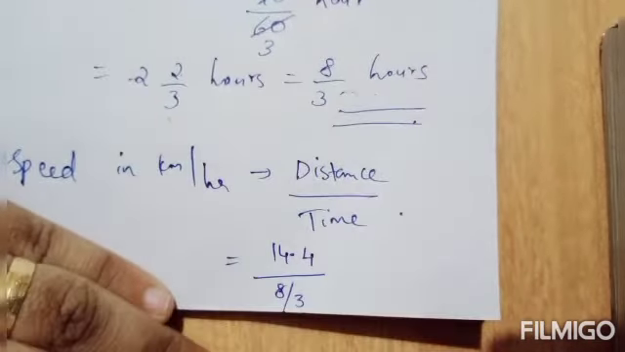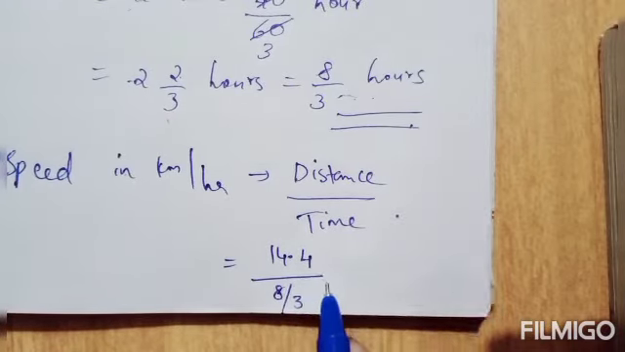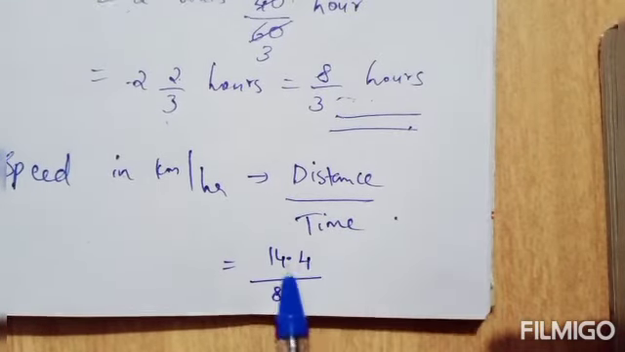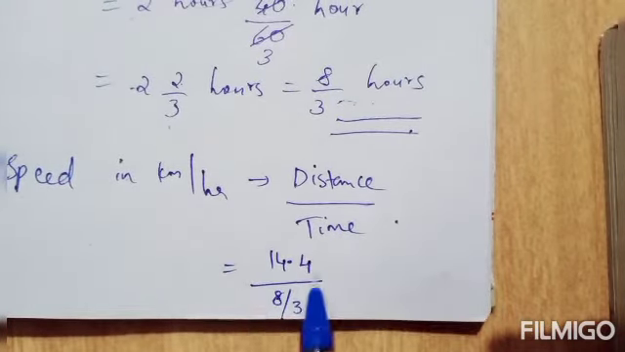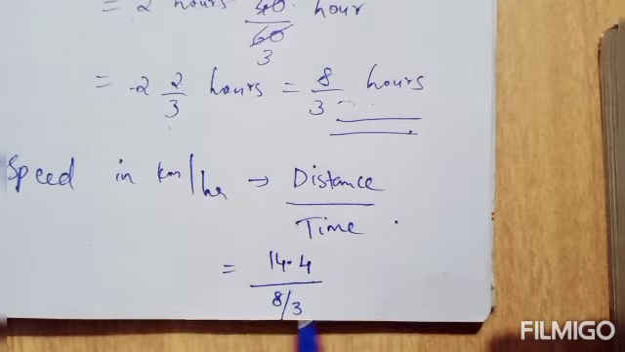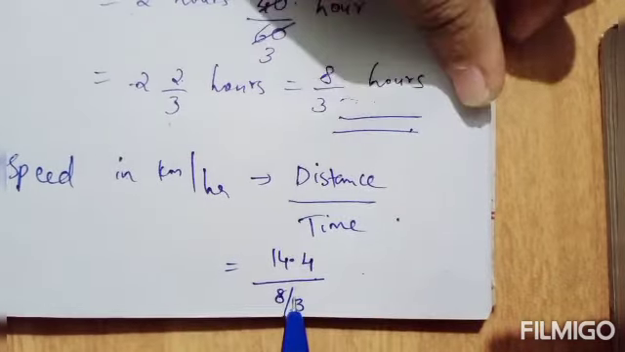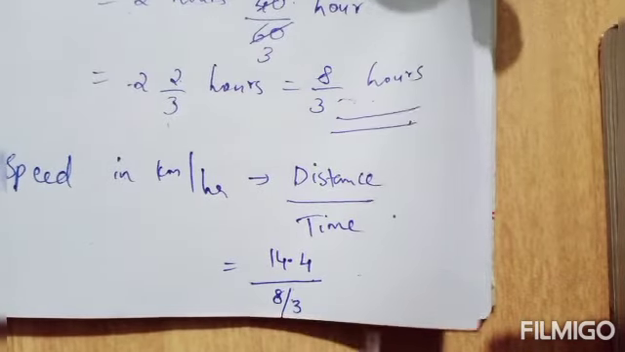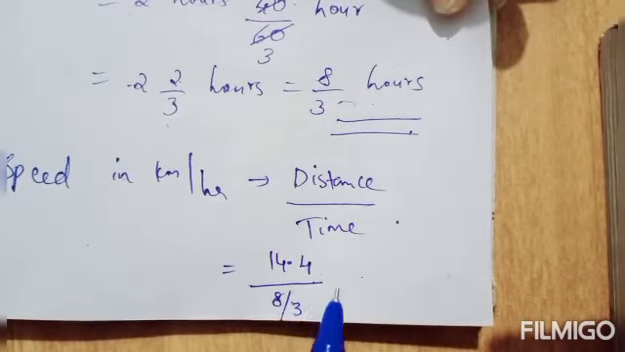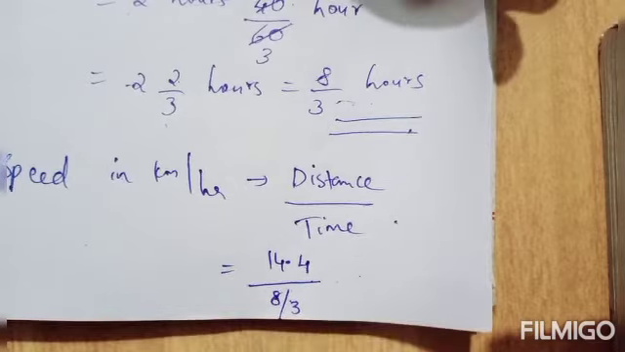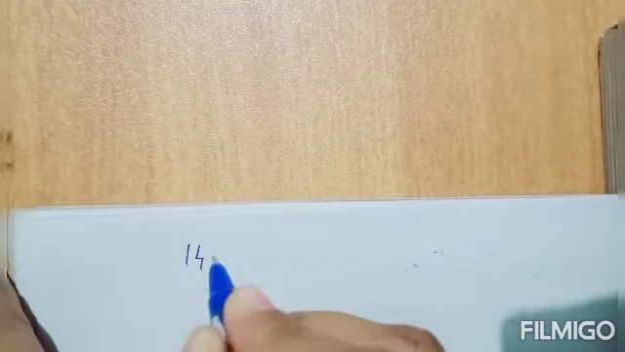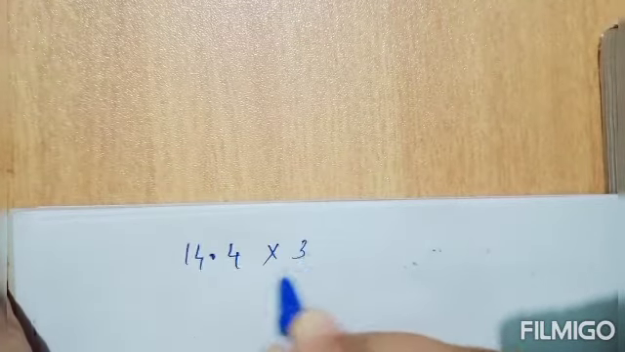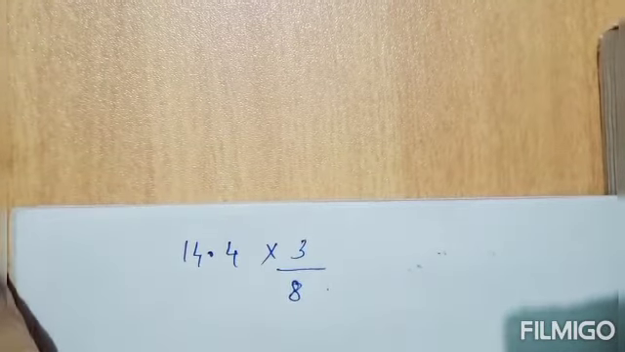Now how can you divide 14.4 by 8 by 3? First write 14.4, then change the division sign to a multiplication sign, and take the reciprocal of the divisor. So 14.4 into 3 by 8 is what you have to find.